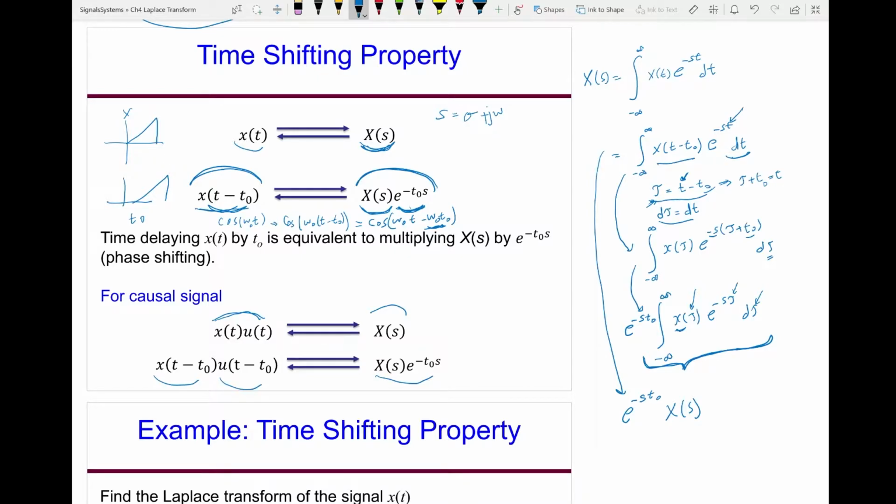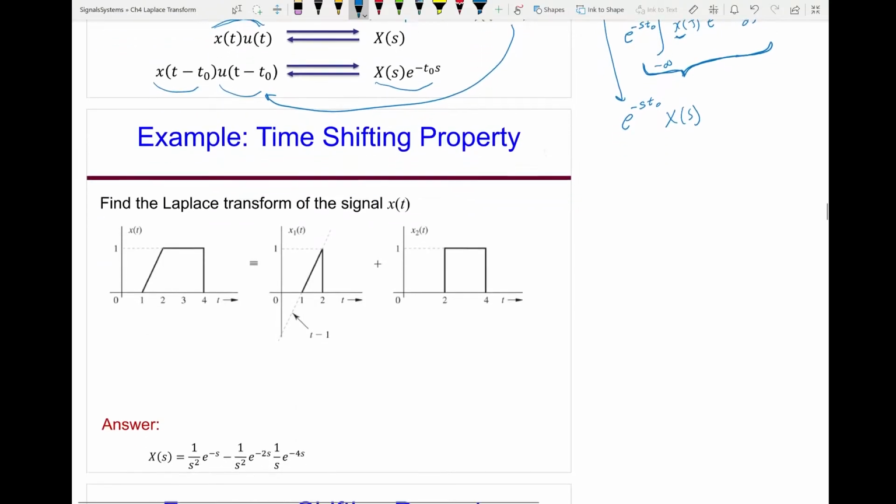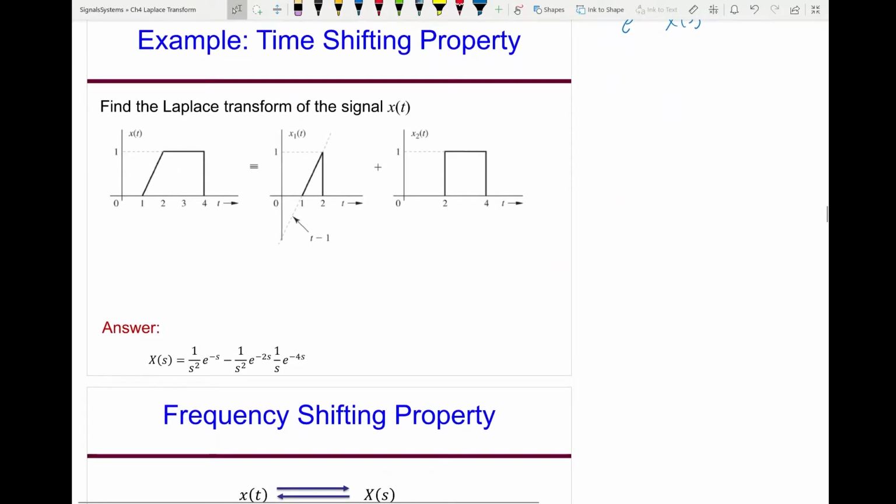And later on, we have to be very careful. X of t minus t0, u of t, is not the same as this. Later on, we will see. Let's take an example that demonstrates time shifting and linearity.